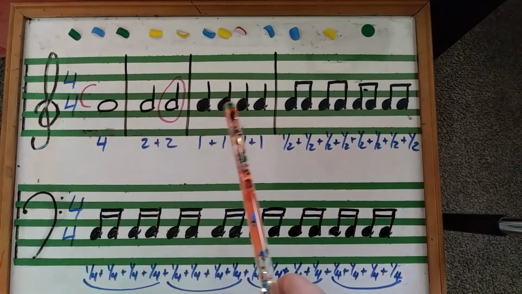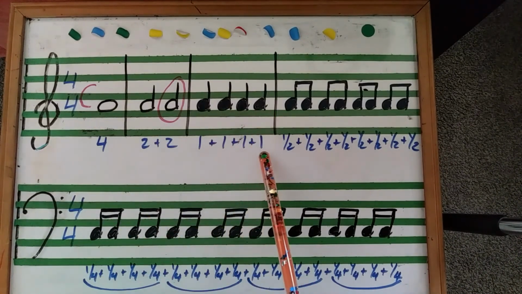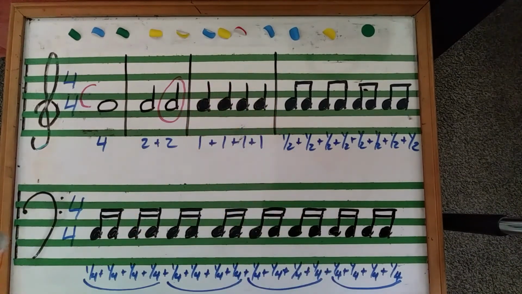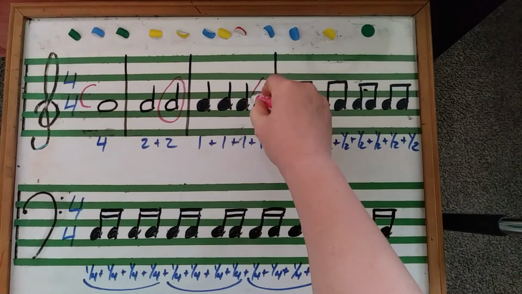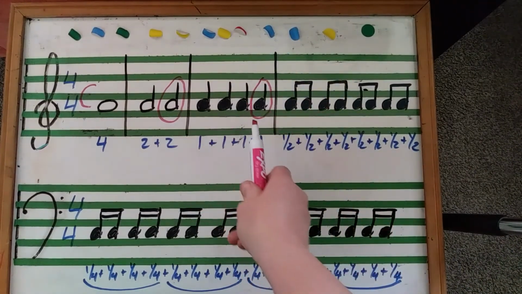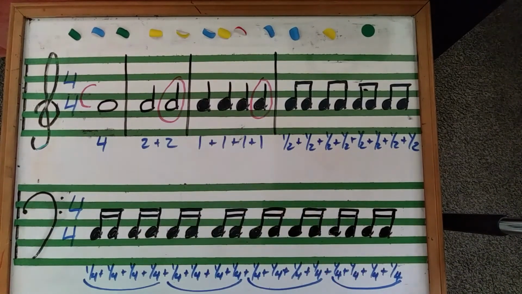Here we have 4 quarter notes in a measure. 1 plus 1 plus 1 plus 1. That takes up the measure, and 1 of these quarter notes takes up 1/4 of the measure, 1 out of 4. That's why it's called a quarter note.